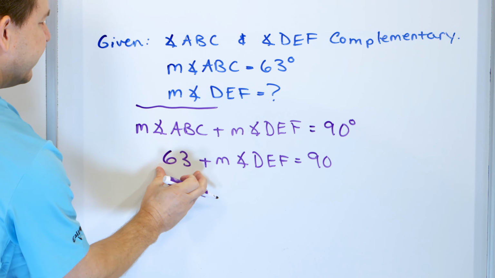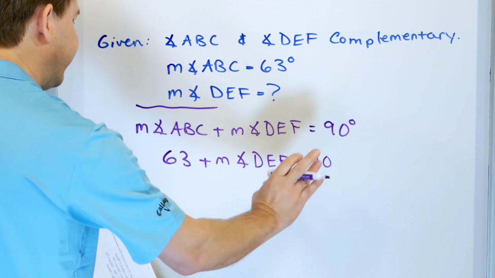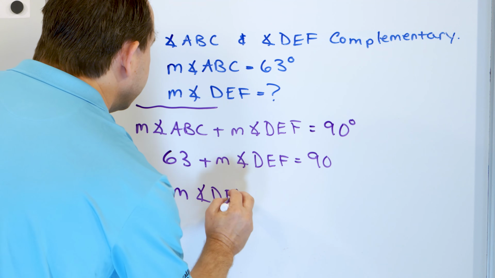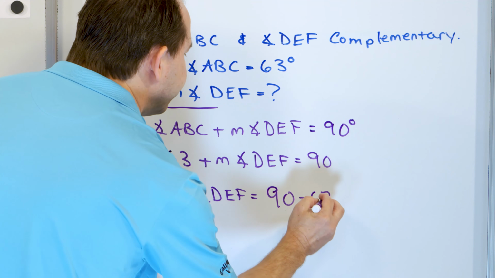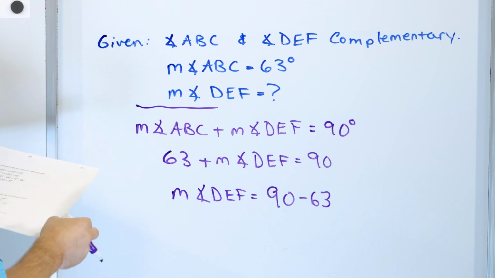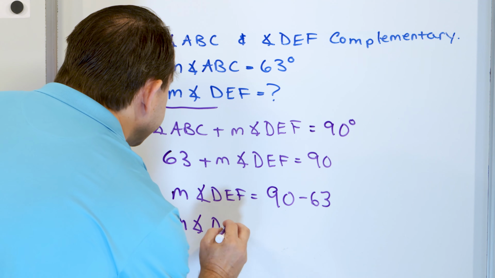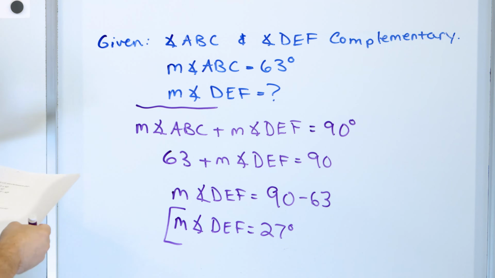I have to subtract 63 because this is like a positive 63. But once I subtract it from the left, it disappears. And so all I have left is the measure of angle DEF. And on the right, I still have to take 90 minus 63. 90 minus 63. So the measure of angle DEF is going to be 27 degrees. And that's the final answer, 27 degrees.